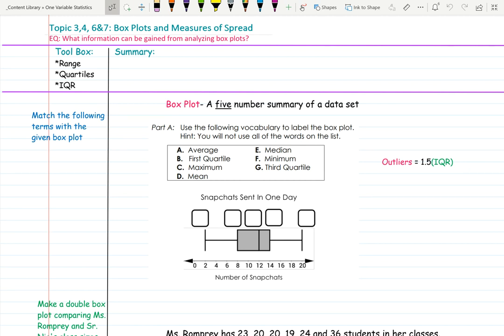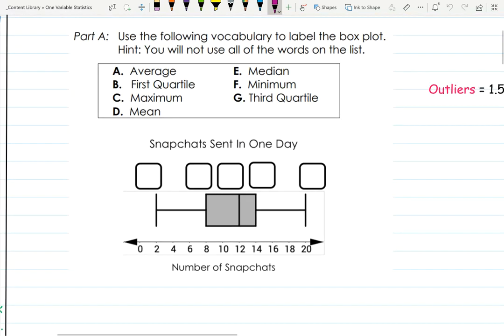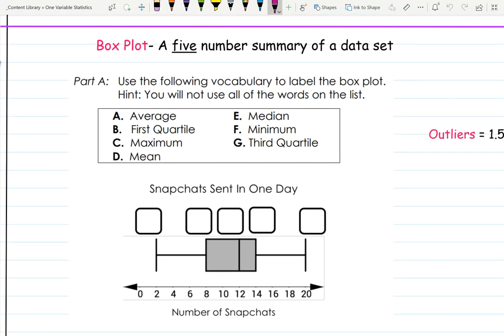Now, when we get into box plots, they are just a 5-number summary of a data set. Okay, so we're looking at 5 main things to make up our box plot. You may have also heard these called box and whisker plots. The easiest thing when we're starting with a box plot is the smallest and the largest numbers. So our minimum and our maximum. Okay, that's the easiest place to start.